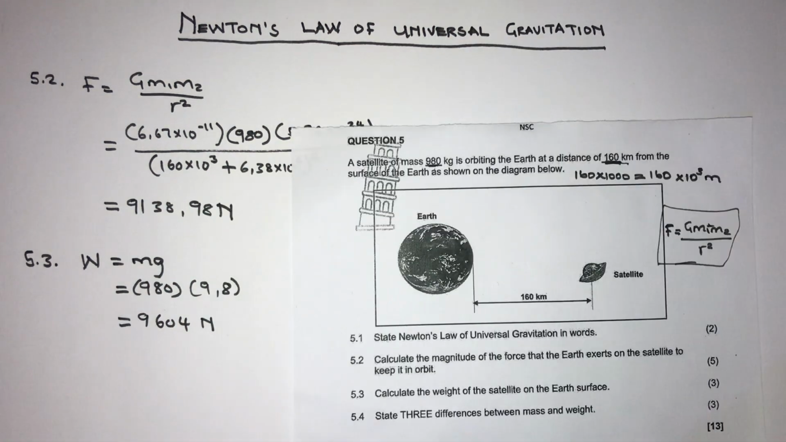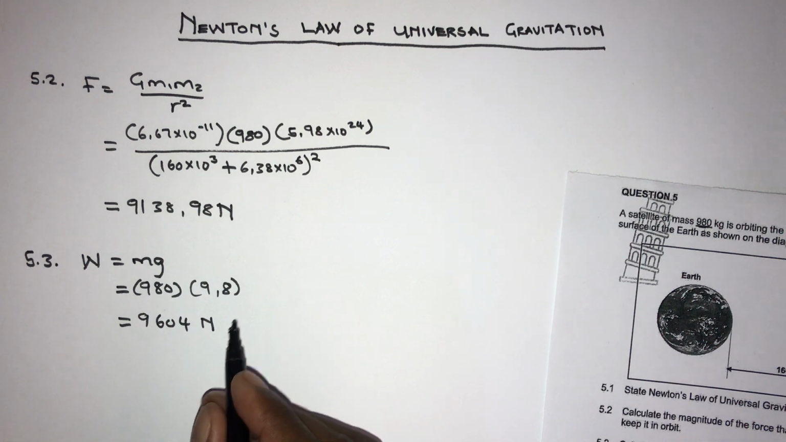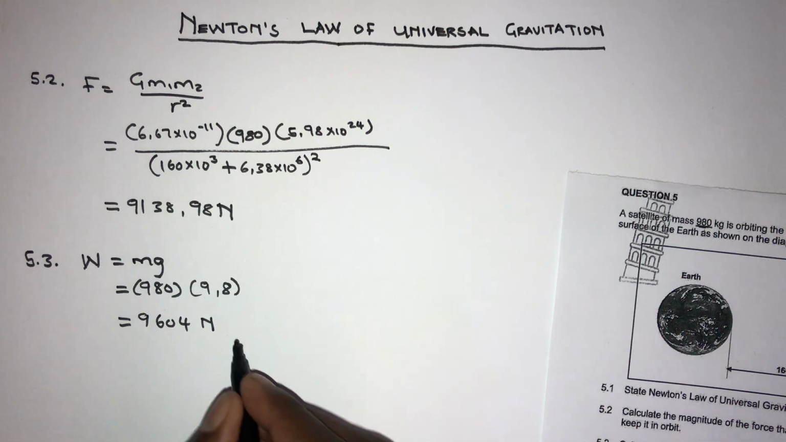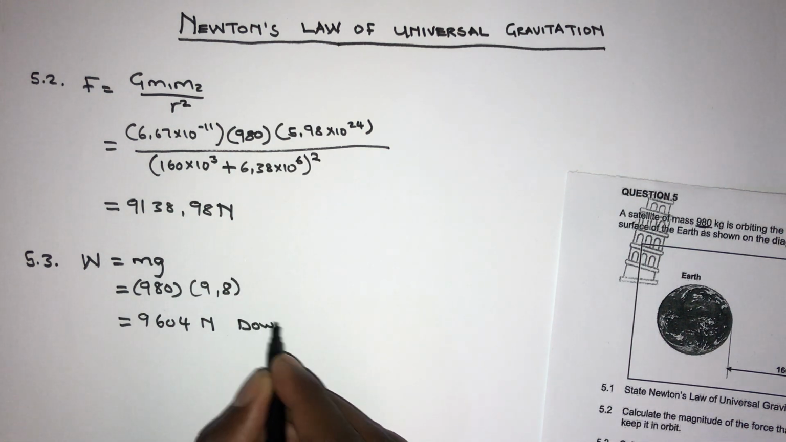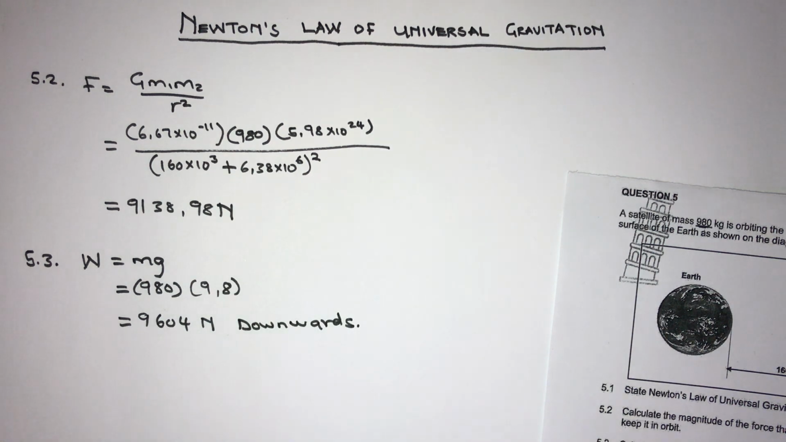But since the question said to calculate the weight, weight is a vector, right? And weight is always downwards. That is the direction of the weight. So we can say downwards. They did not say the magnitude. They just said weight, and weight is a vector. That means there's the magnitude and the direction.